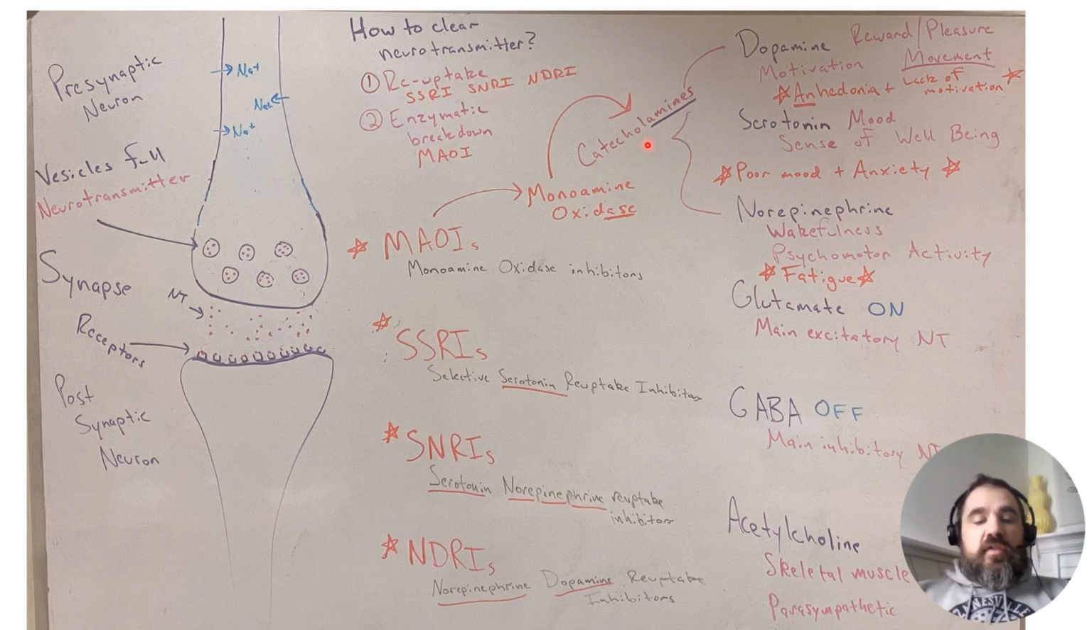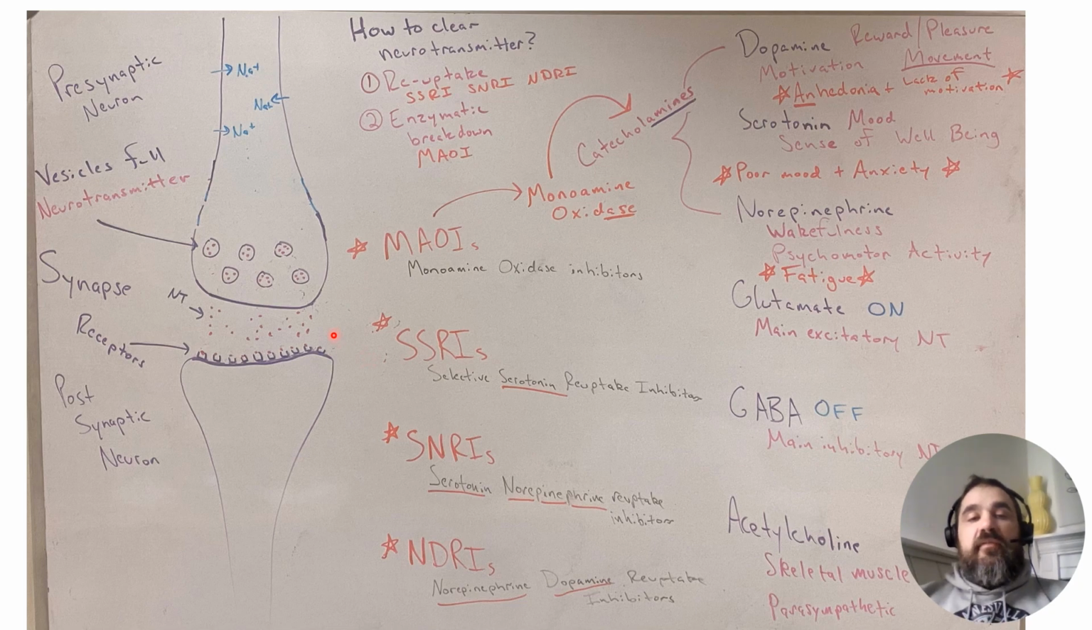Okay? So we have all these fancy drugs, right, for depression. From MAOIs to SSRIs to SNRIs to NDRIs. So the bottom ones here we'll talk about first. SSRIs are selective serotonin reuptake inhibitors. SNRIs are serotonin norepinephrine reuptake inhibitors. And NDRIs are norepinephrine dopamine reuptake inhibitors. So what these drugs do, they all have a similar mechanism of action. Although they affect different neurotransmitters, they block the reuptake.